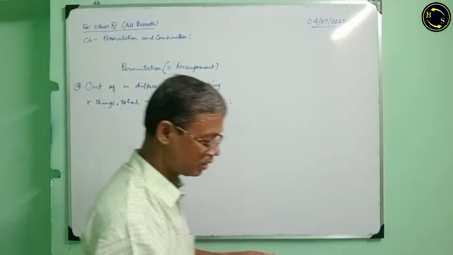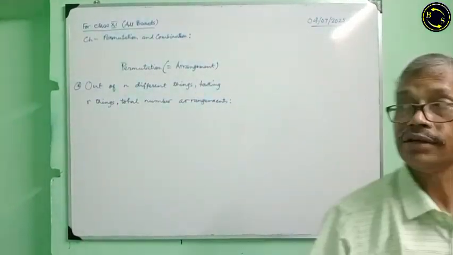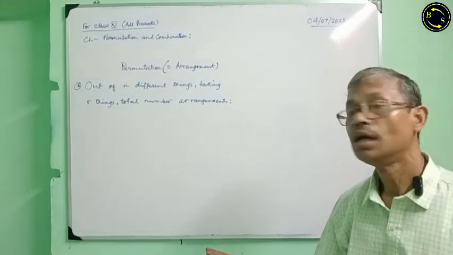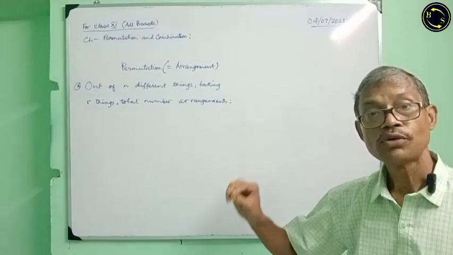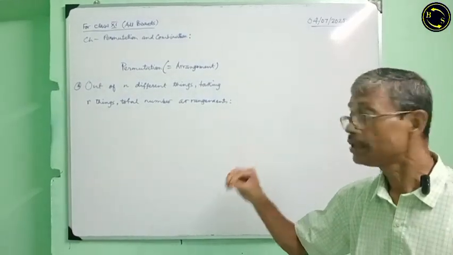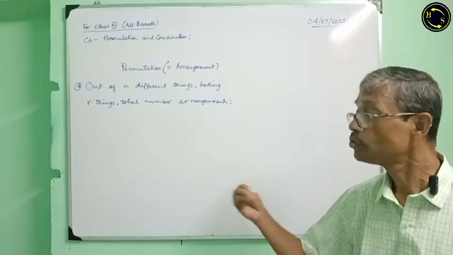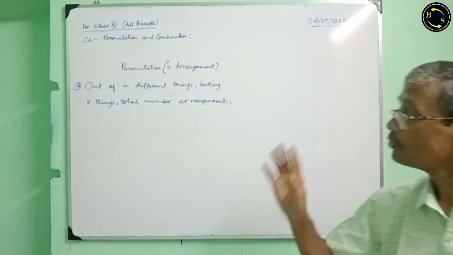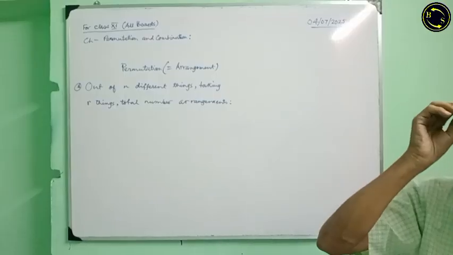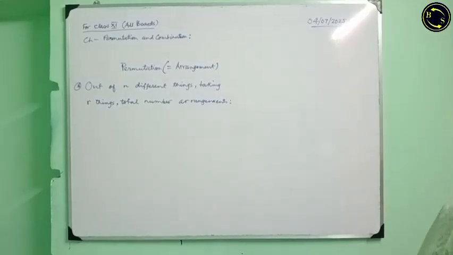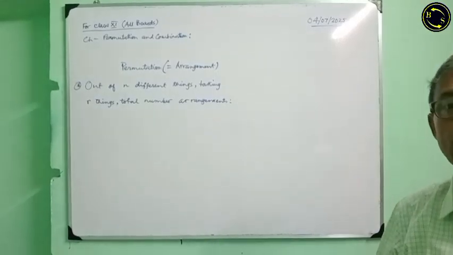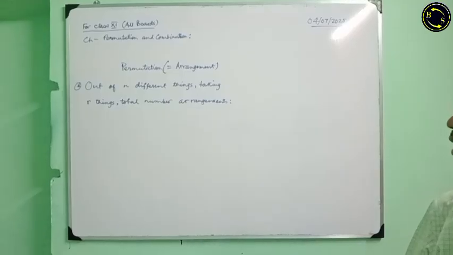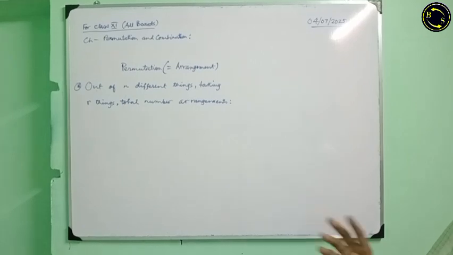Try to understand. There are n different articles. We have to take r articles at a time and we have to arrange. Then we have to determine how many such arrangements will occur. Now this problem can be stated like this also.